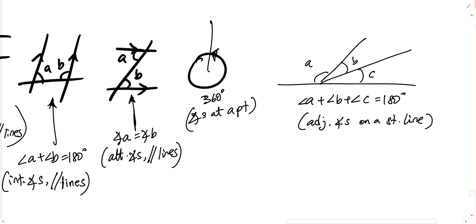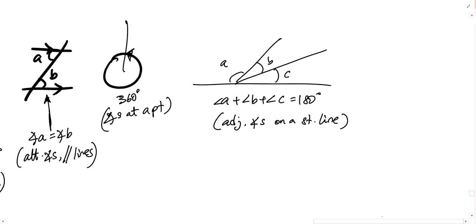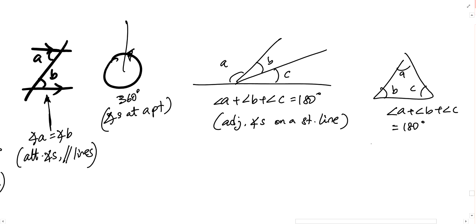What else have we learned? Triangles, right? In a triangle, I've got A, B, and C. So angle A plus angle B plus angle C equals 180 degrees. Angle sum of triangle. So this is our summary.